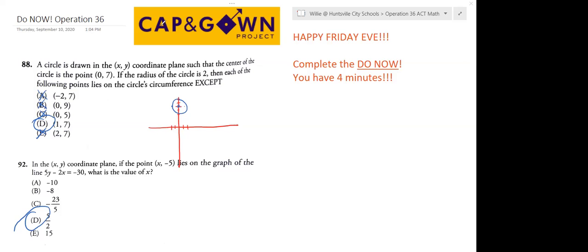Because it's asking if the point (x, negative 5) lies on the graph of the line 5y minus 2x equals negative 30, what is the value of x? So I figured that (x, negative 5) is a coordinate, so I just plugged negative 5 in as y into the equation, and I got 2.5, which is 5 divided by 2.